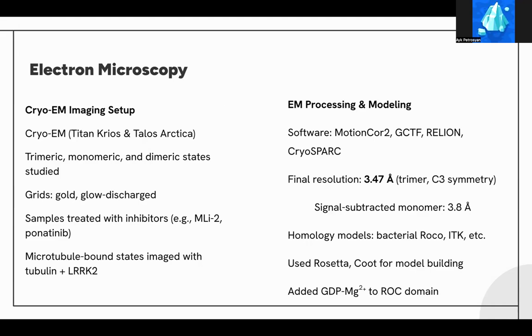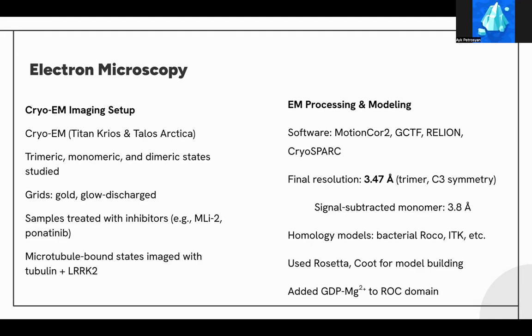The cryo-EM data was processed using a combination of MotionCor2 for alignment and GCTF for contrast transfer function estimation. Particle picking was done with crYOLO and Gautomatch, and classification and reconstructions were carried out in RELION and cryoSPARC. For the trimer dataset, they achieved an impressive 3.47 angstrom resolution using C3 symmetry.